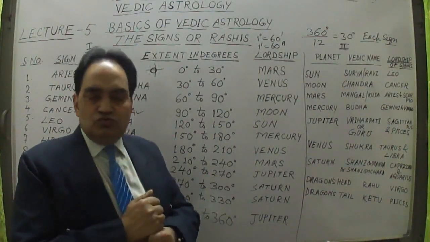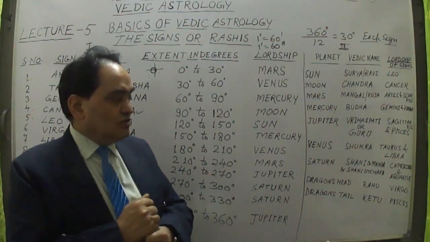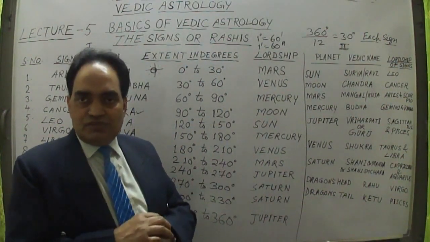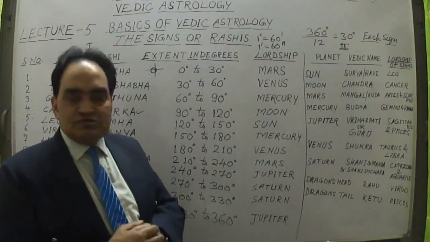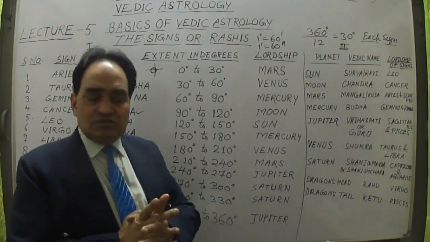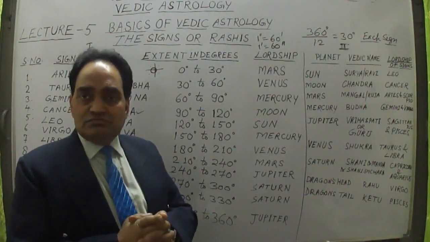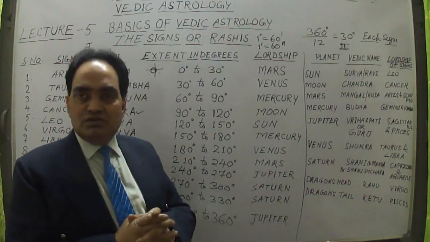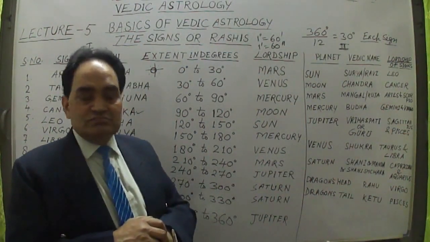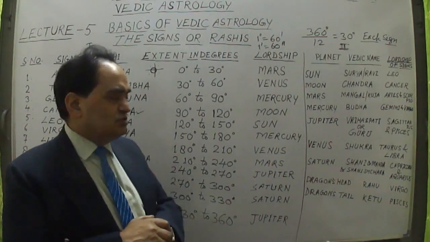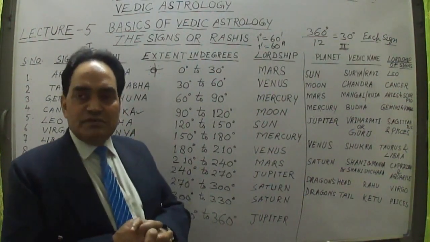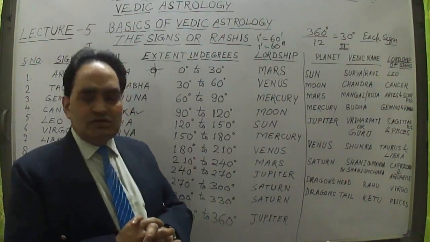Jupiter is known as the guru or teacher of the gods, or minister as well. Saturn is known as servant. The Sun is known as king. The Moon is known as queen, Rani. Then Mars is commander-in-chief. Mercury is known as prince, Rajkumar. So Mercury is prince.